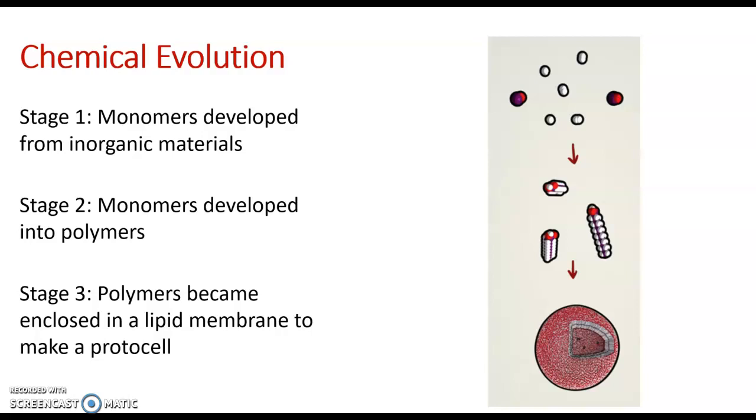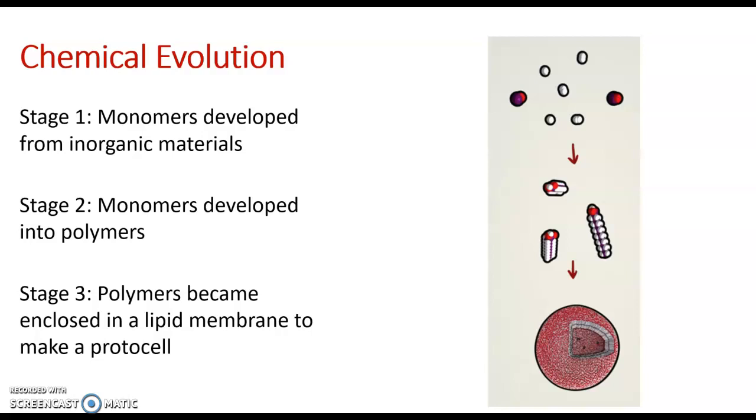And then in stage 2, those monomers that formed from elements will join together to form polymers, or macromolecules, like a protein being a chain of amino acids, or DNA and RNA being a chain or a polymer of nucleotides. And then in stage 3, those polymers would come together to form what we called a protocell, which enclosed those polymers into an early plasma membrane. And then that formed what is basically like a prototype of a cell.